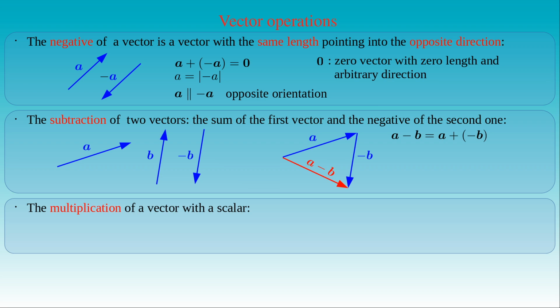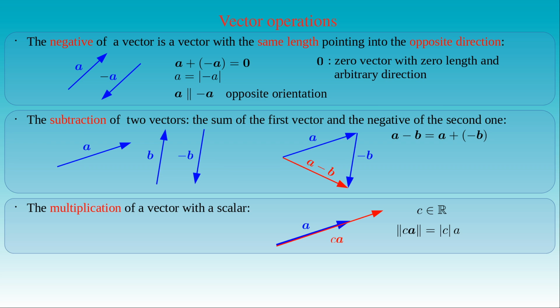The next operation is the multiplication of a vector with a scalar. For a vector a, we can give any real number, denoted with c, for which we define the multiplication of the vector a with the scalar c, or c times a, as a vector pointing to the direction of a but with the length equal to the magnitude of c times the length of a.